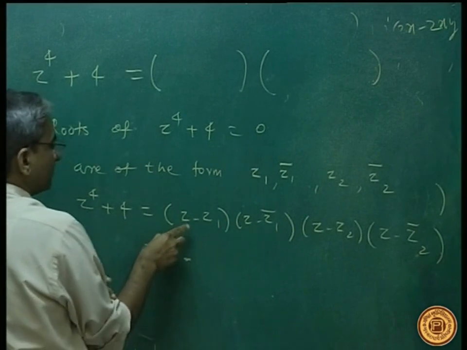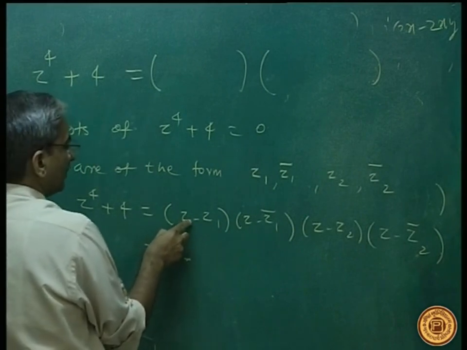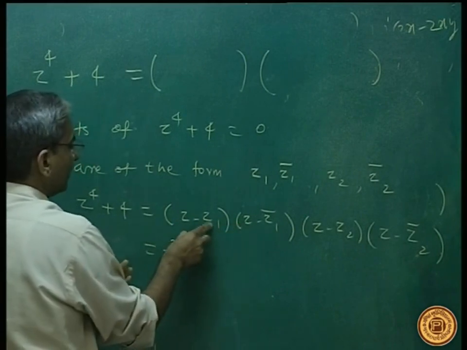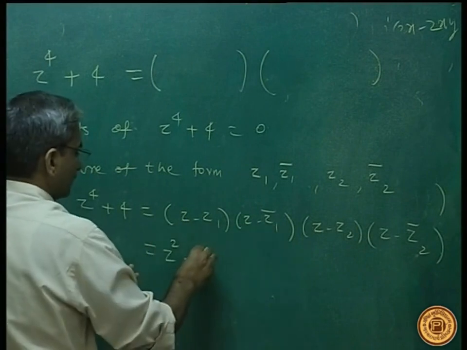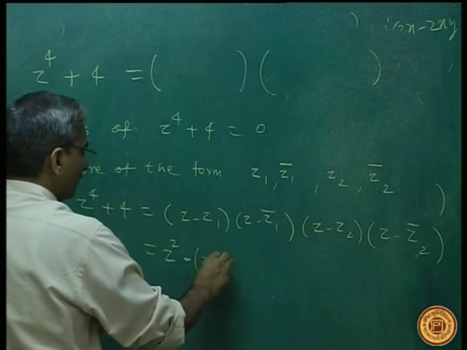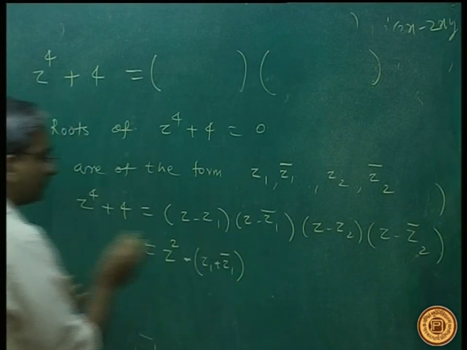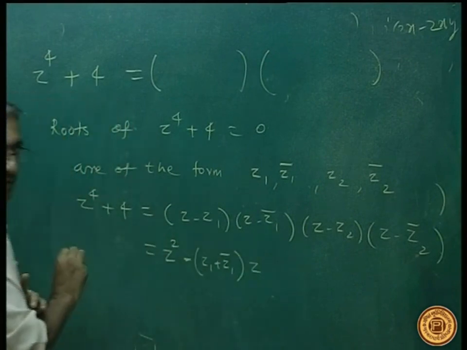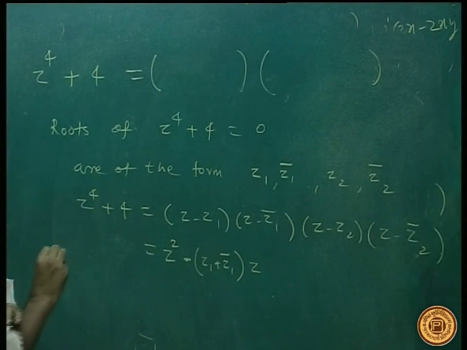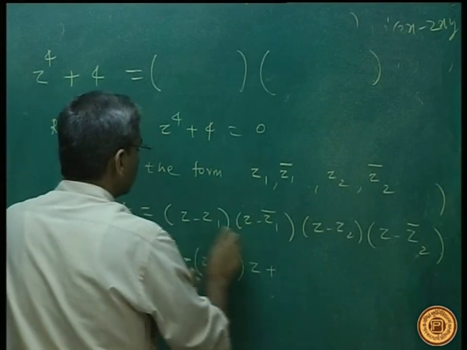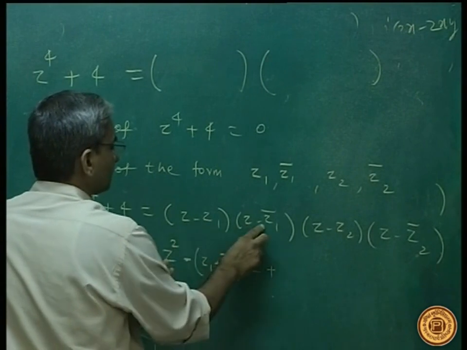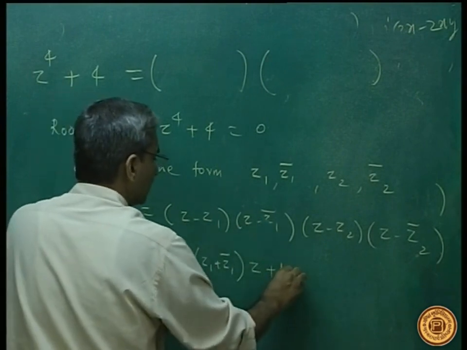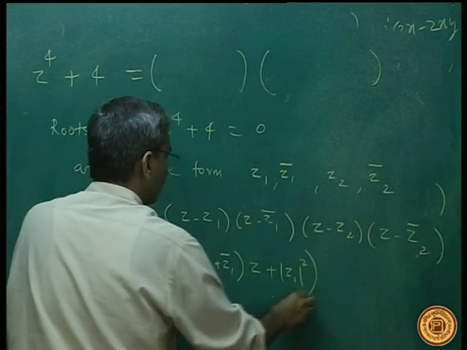this is z times z1 and this is z times z1 bar. So the coefficient is z1 plus z1 bar times z, z1 plus z1 bar times z plus, this minus minus plus, and z1 times z1 bar is mod z1 square.